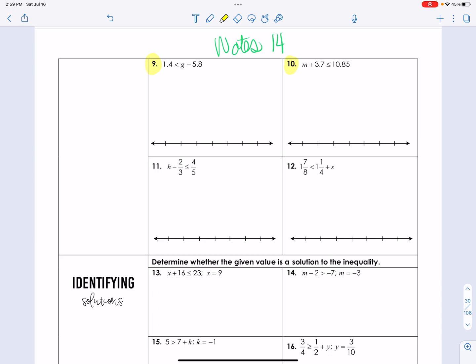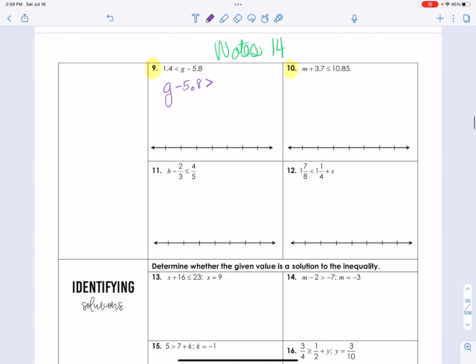I'm okay on this if you use a calculator. So I'm going to rewrite it so that my G is on the other side and it's open towards the G like this. So I have to flip that sign. The opposite operation of minusing 5.8 is adding 5.8. And so my answer on that is G is greater than 7.2.